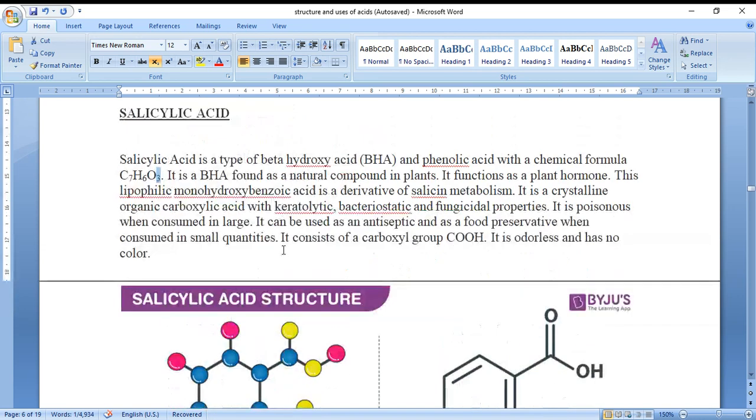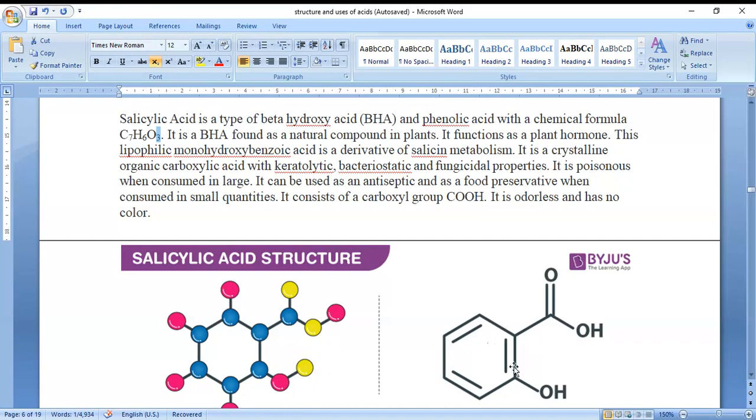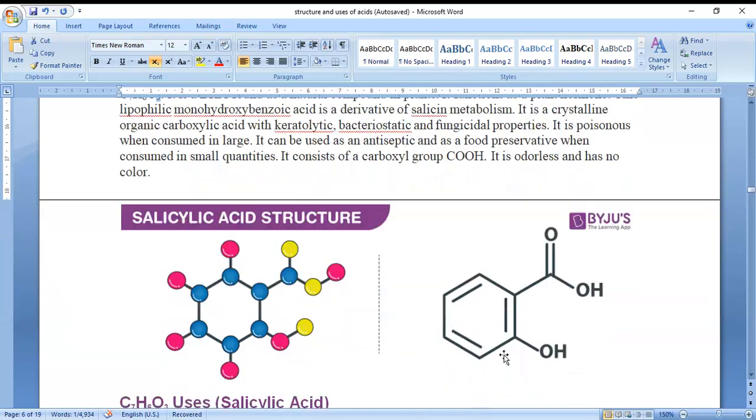So we are going to discuss salicylic acid. Salicylic acid is a type of beta hydroxy acid. How can you say that this is a beta hydroxy acid? Because salicylic acid has both the functional groups OH and COOH.